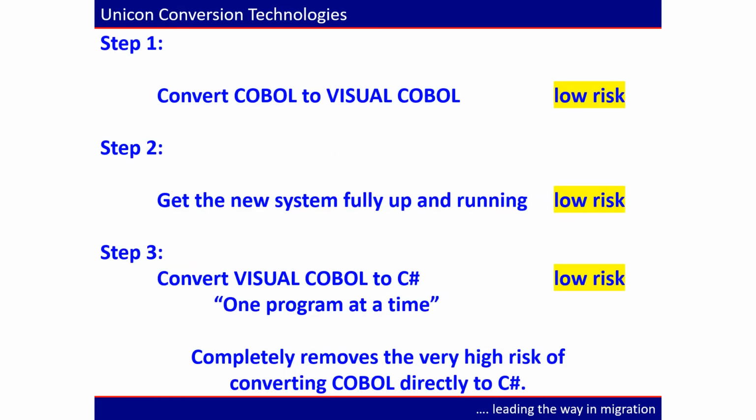We can completely mitigate the high risk of migrating to C# by performing a phased migration. If we initially convert the applications to run on the Windows system as Visual COBOL programs, get that up and running as the production system, we can then convert the Visual COBOL programs to C# programs on a one program at a time phased philosophy. Then we can completely remove the risk of directly converting COBOL to C#.